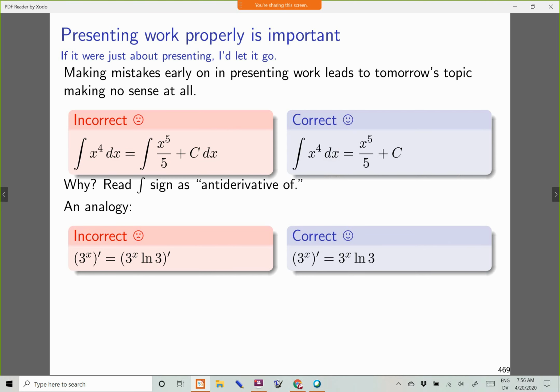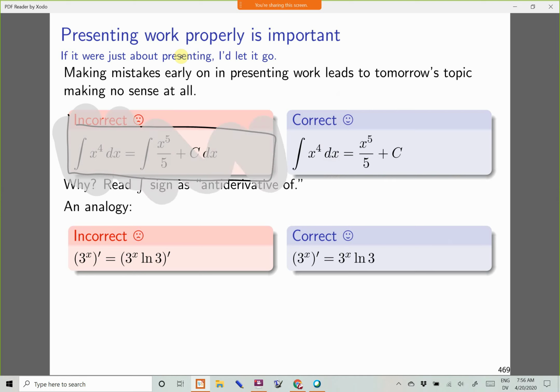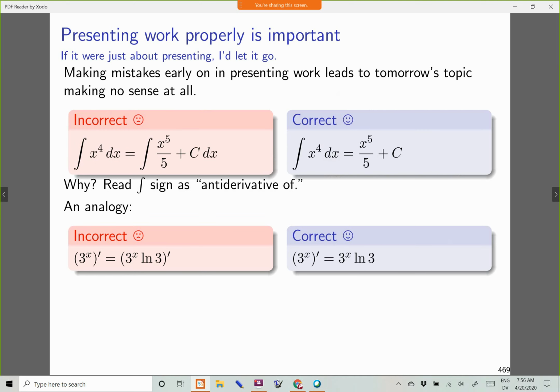If I can be as clear as possible about why what appears incorrect is incorrect and why what's here is correct, it goes back to what we said a slide ago: when you see the symbol, read it as antiderivative of. Let me read off why this doesn't work over here, reading the symbol every time I see it as the phrase antiderivative of. The antiderivative of x to the 4th is the antiderivative of x to the 5th over 5 plus a constant. That doesn't work, right? Reading from the correct version, the antiderivative of x to the 4th is x to the 5th over 5 plus a constant.